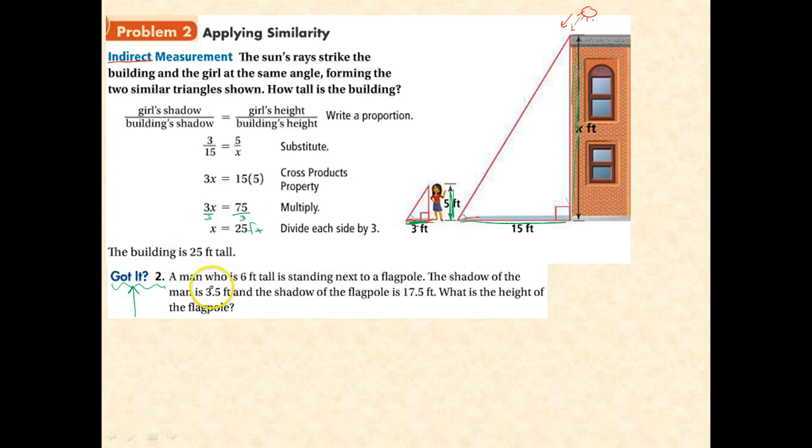All right. There is a 6-foot tall man standing next to a flagpole. So here is a man. He's 6 feet tall. He's standing next to a flagpole. The flagpole is 17.5 feet tall, and the man is 6 feet tall. Let's see, the shadow of the man is 3.5 feet.